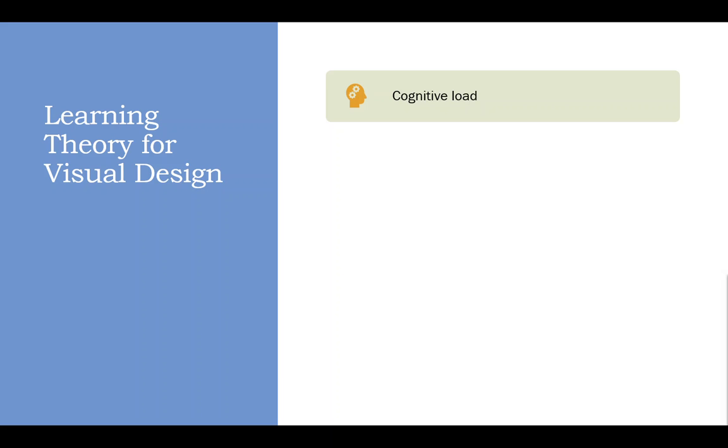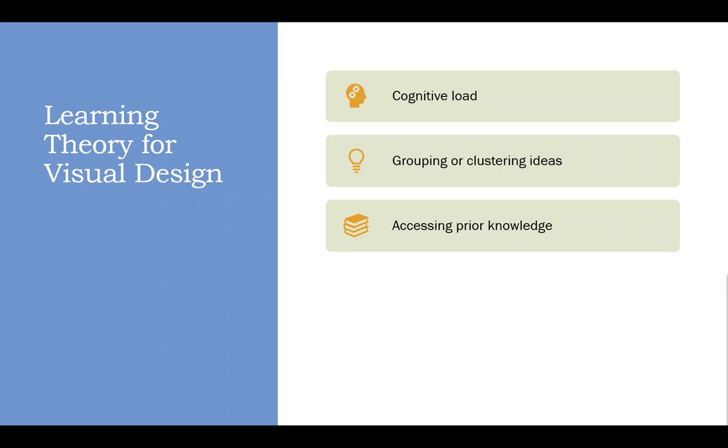Hopefully you've done some other reading that also helps you understand it. So just a couple other brief ideas about learning theory that's applicable to visual design. We want to group or cluster ideas. So it helps people understand things better if we keep common ideas together. So we can actually do that visually. We want to help students access prior knowledge, and we can do that through the use of images or certain types of text. We want to help students connect what they're learning to their personal identity.